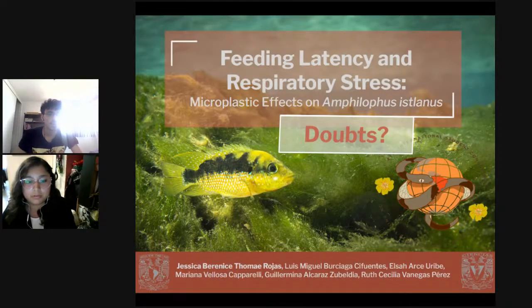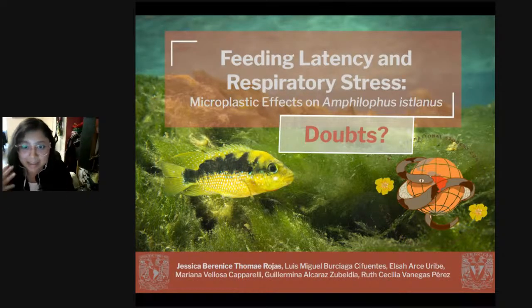I wasn't able to measure the microplastic in the natural environment, but it has been found that there are about 800 to 1,600 microplastics in a kilogram of sediment. It was a study that was made before. And there is no regulation for eating Mojarra Criolla that I know of.